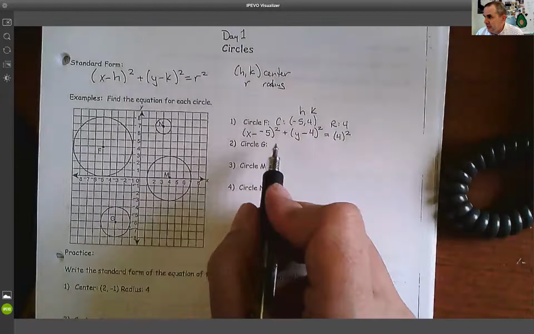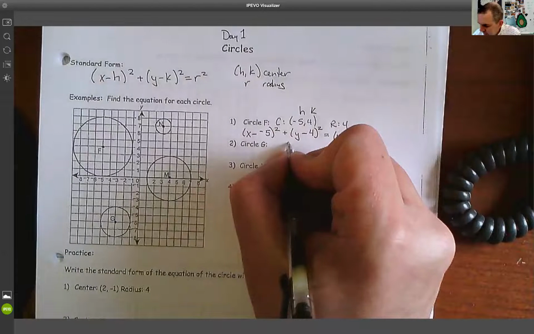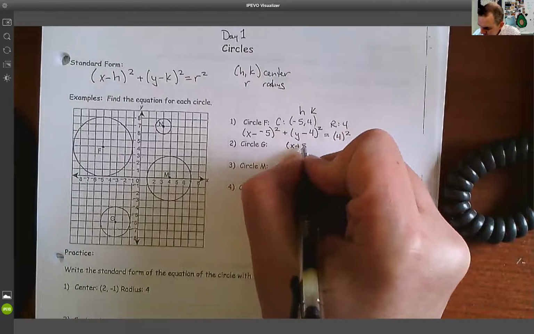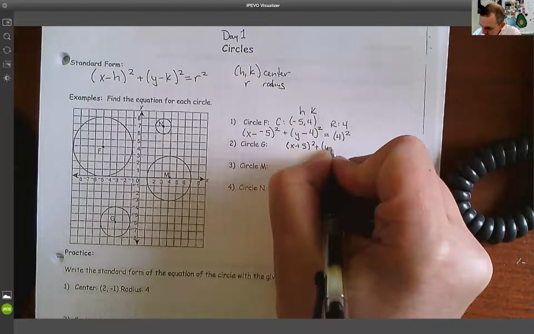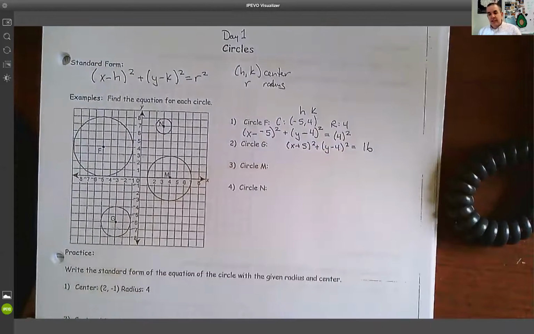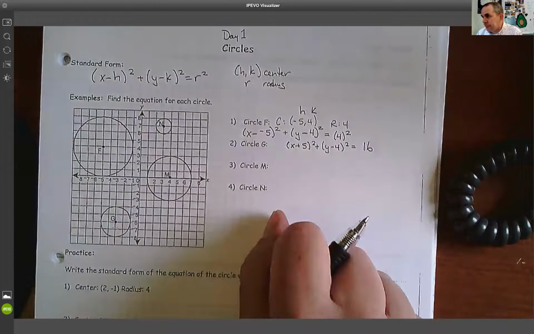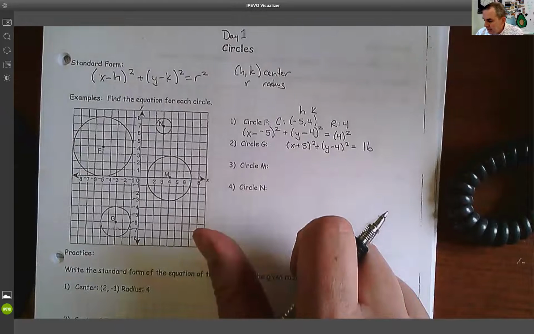If I fix up this double sign, this is going to look like (x + 5)² + (y − 4)² = 4², which is 16. So that's my first circle. That's my equation in standard form. I'm going to do circle M as well.